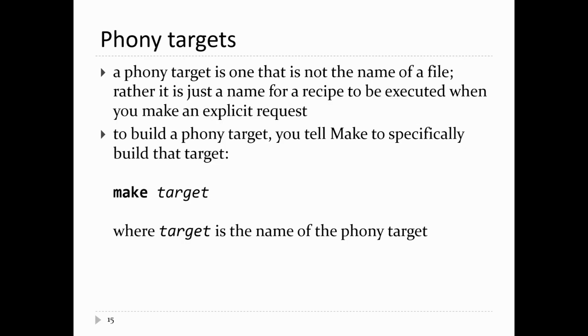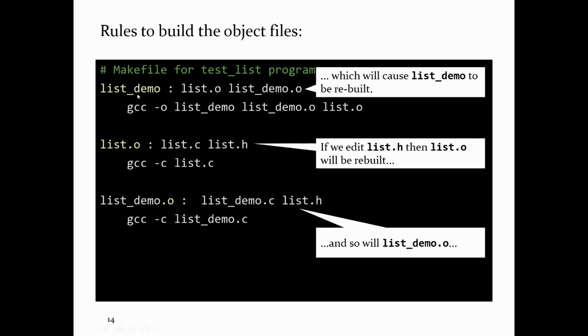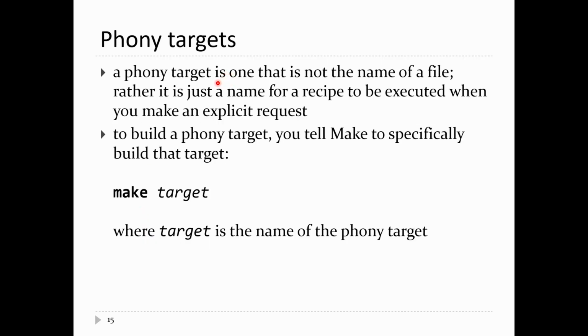Phony targets. Actually, this is related to your question. A phony target is a target that's not the name of a file. So back here in my makefile, listdemo, that's the name of the executable program that I want to generate, so that's the name of a file. list.o, that's the name of an object file. And listdemo.o, that's the name of another object file. So those are all file names, which is usually what happens in a makefile. But you're allowed to specify a target that's not the name of a file.